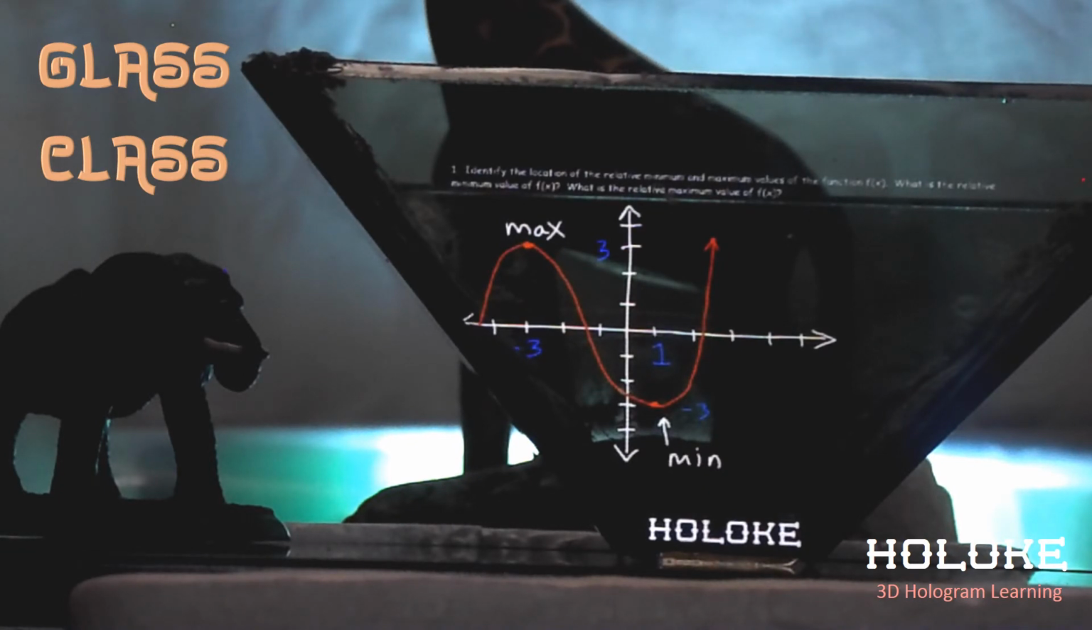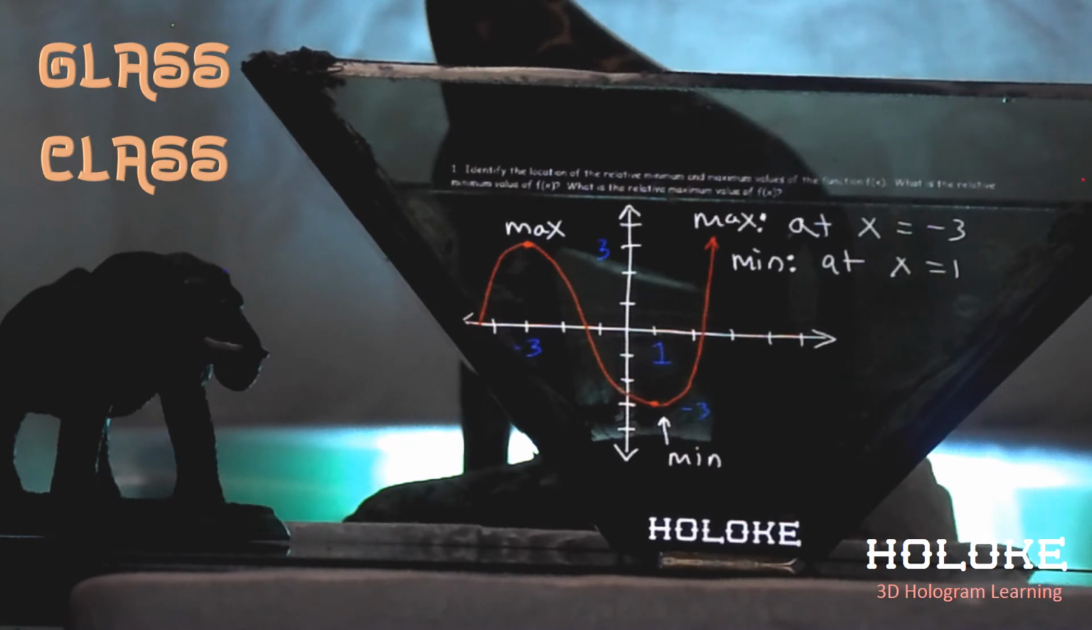So let's say if we were asked to find the location of the relative maximum, we could say that it's located at x equals -3. And the location of the relative minimum, we could say it's located at x equals 1.